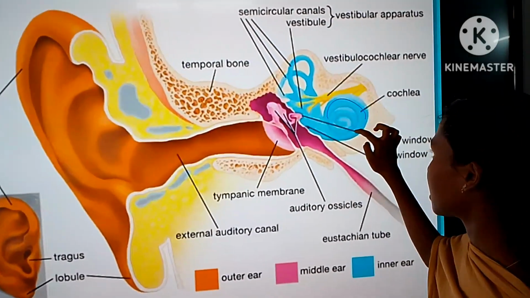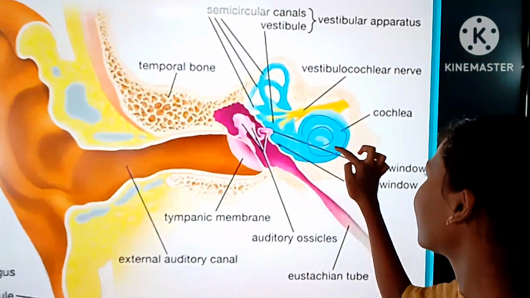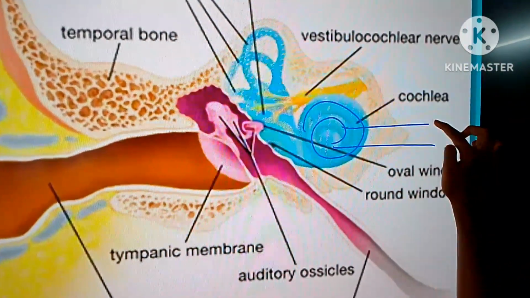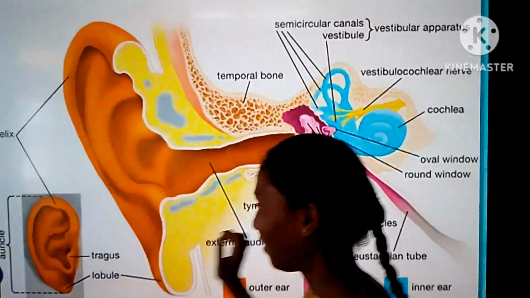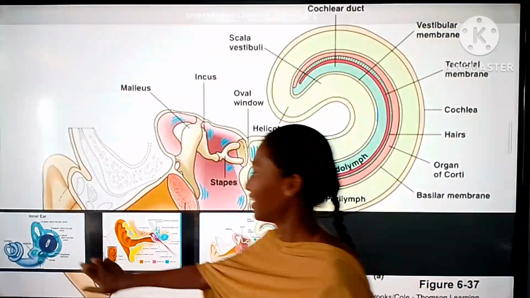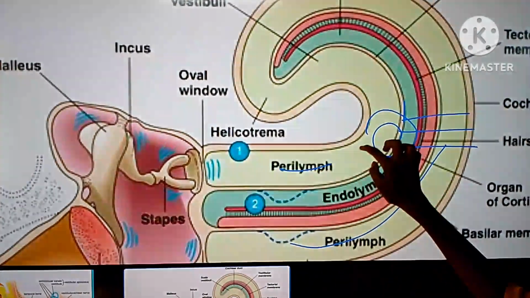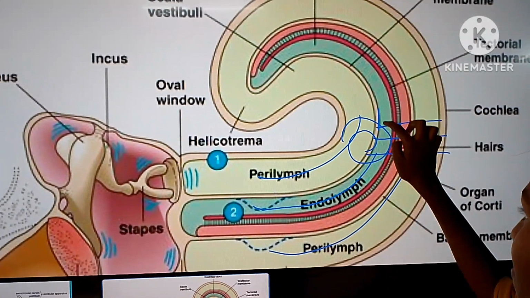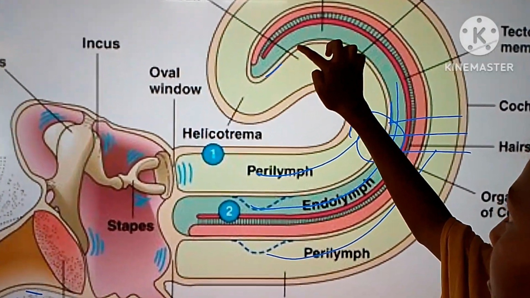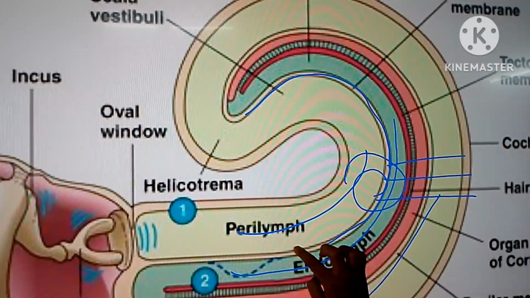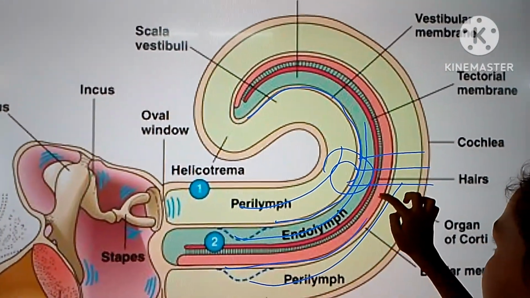The cochlea has a spiral-shaped structure. The cochlea has three parallel tubes. The first one is scala vestibuli, the second one is scala media, the third one is scala tympani. This is scala tympani. This is scala vestibuli. This is scala media. Scala vestibuli and scala media are separated by the vestibular membrane. Scala media and scala tympani are separated by the basilar membrane.